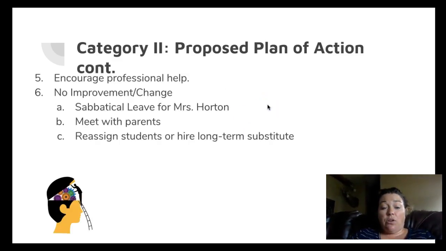From there, I would also encourage professional help, possibly through an employee assistance program, and talk to the school counselor and those kinds of people about getting some help for Mrs. Horton. And then as things are monitored and continually checked in upon, if there is no improvement or change, check into maybe a sabbatical leave for Mrs. Horton, of course, if that's school policy. If it's school policy, if there's no change, to release her from her contract, then I would follow the school policy.